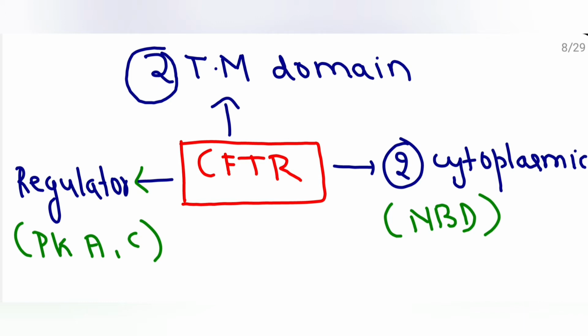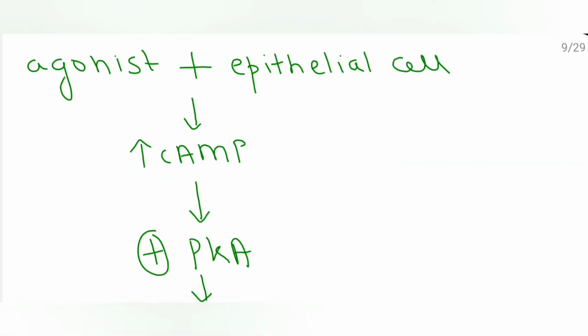The structure of the CFTR gene product is, it contains 2 transmembrane domains and 2 cytoplasmic domains. These cytoplasmic domains are the nucleotide binding domain and a regulator domain. This contains protein kinase A and C. Remember the structures. 2 transmembrane domains, 2 cytoplasmic domains, which are a nucleotide binding domain and a regulator domain, which contain protein kinase A and C.